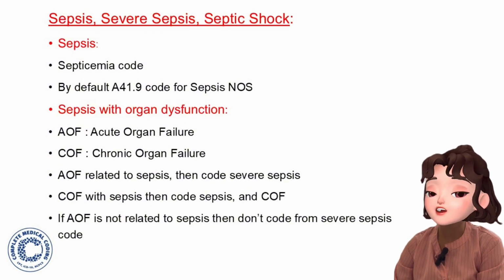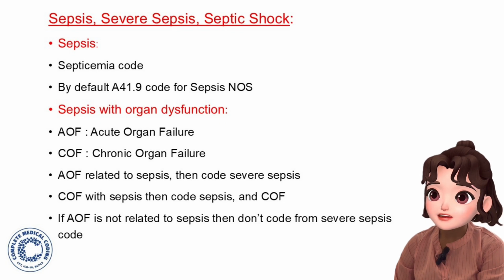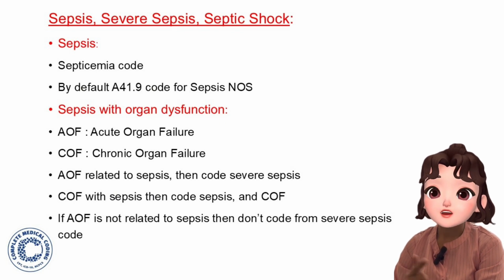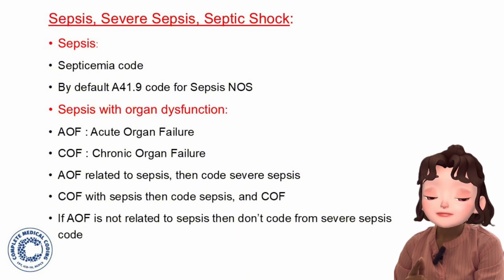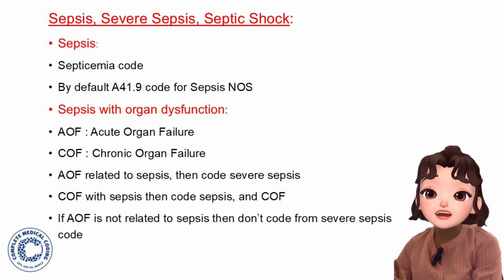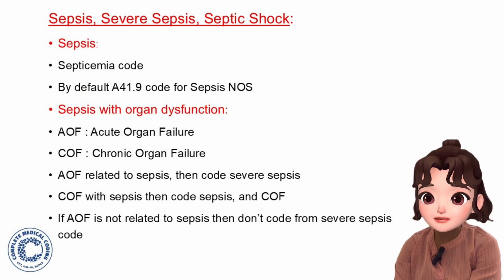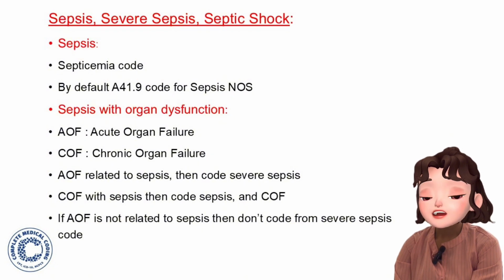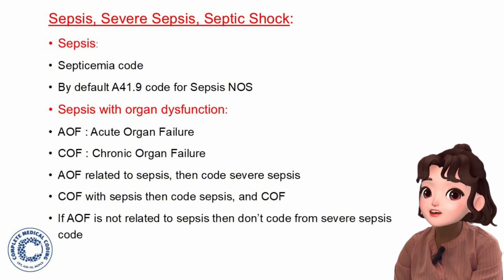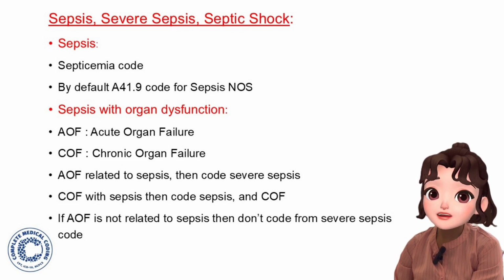If there is acute organ failure related to sepsis, which sepsis will you code? Severe sepsis, right? And if it is chronic organ failure, COF, with sepsis, then first code the sepsis and then the chronic organ failure. If acute organ failure is not related to sepsis, then what will you code? You don't have to code severe sepsis, because severe sepsis means acute organ failure.